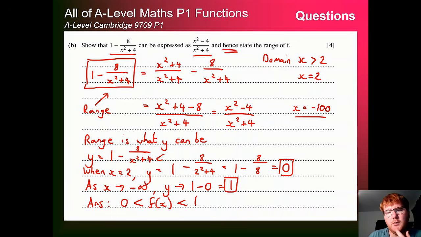Notice we have strict inequality signs here because we have a strict inequality sign for this part, and as we go to infinity it never actually reaches 1, so it can't be less than or equal to. It's a nice question. It really does test your understanding of functions and how they work.